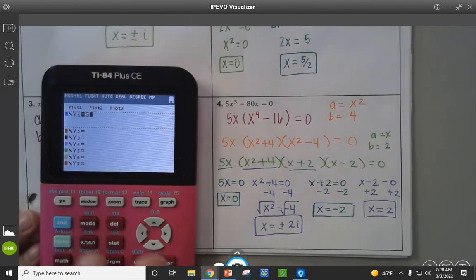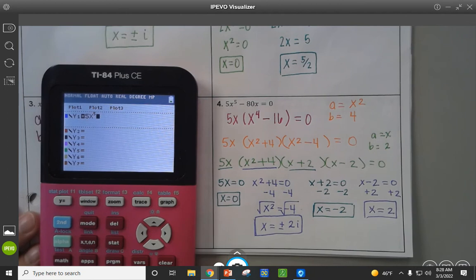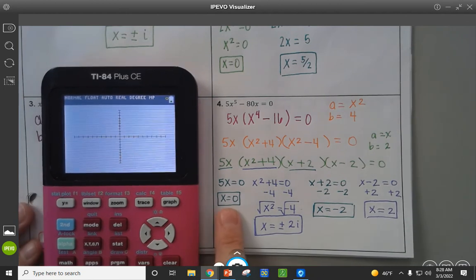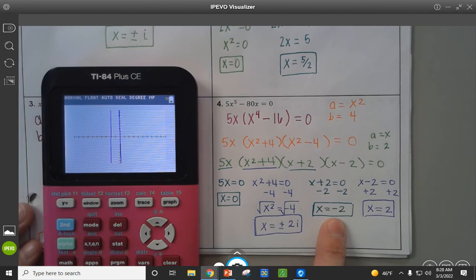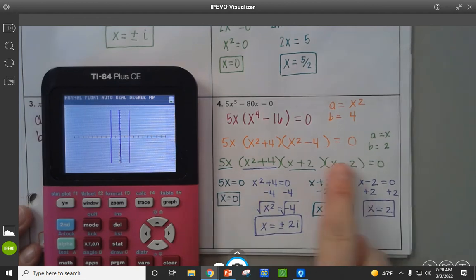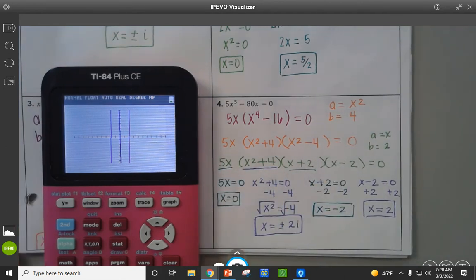So if we were to look at this one, 5x to the 5th minus 80x, we should see it cross at 0, negative 2, and 2. And it does cross at all of those because there were no exponents outside of those parentheses. Like we didn't have any factor show up more than once.